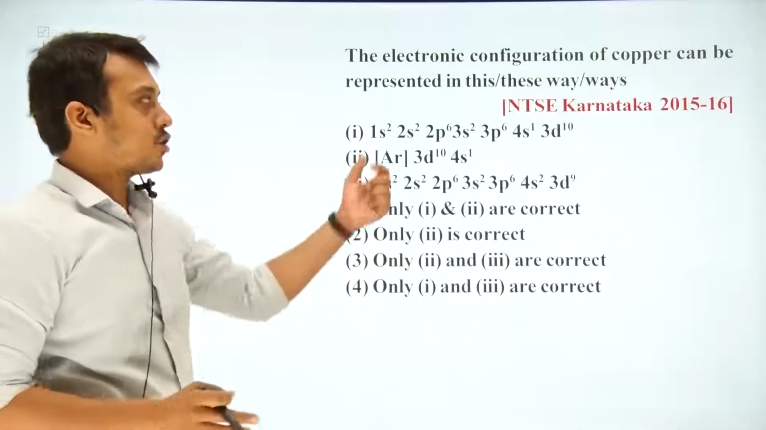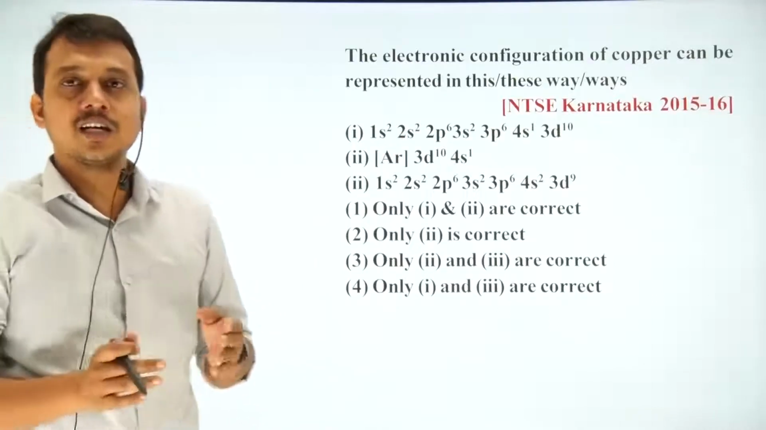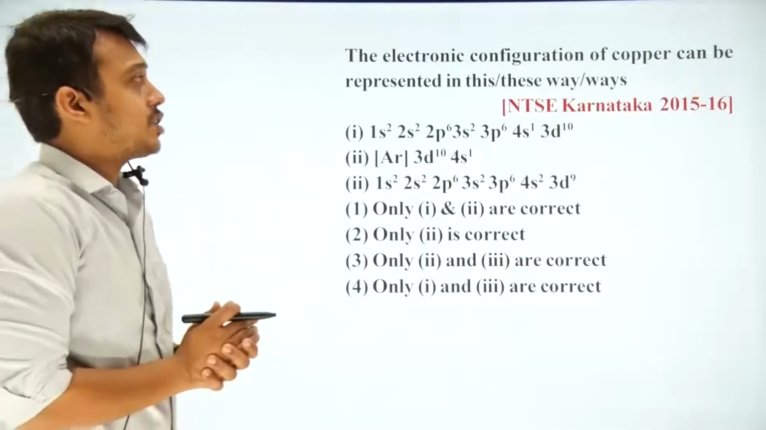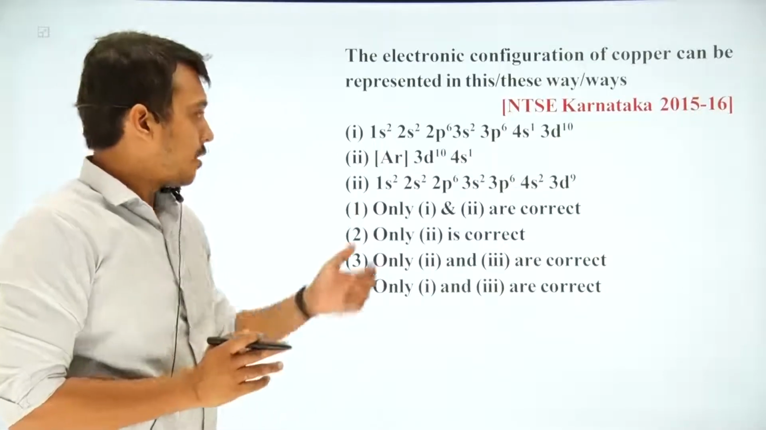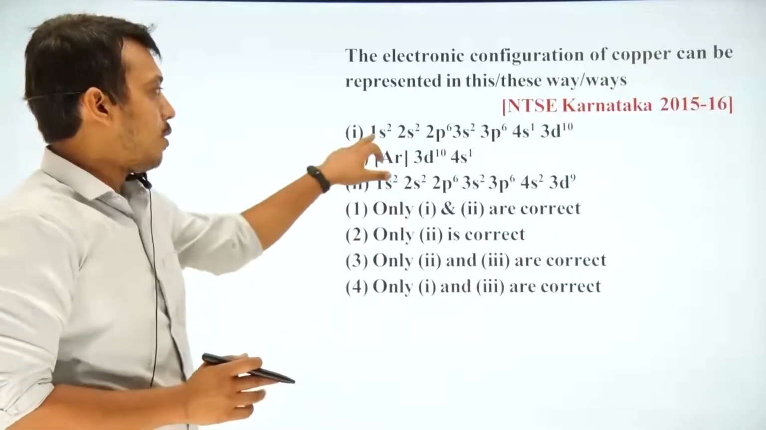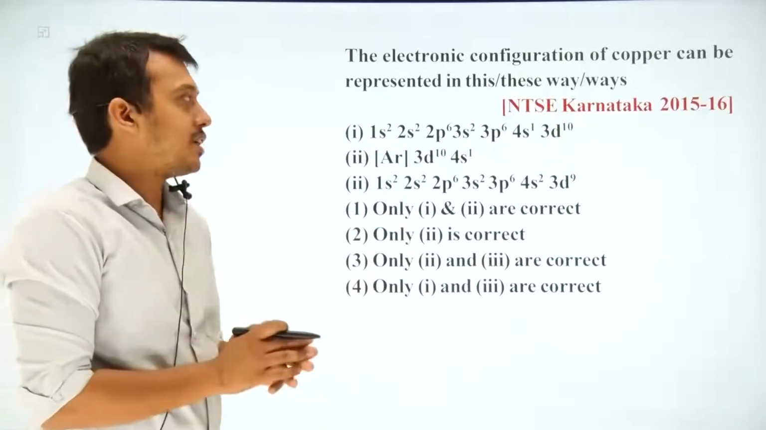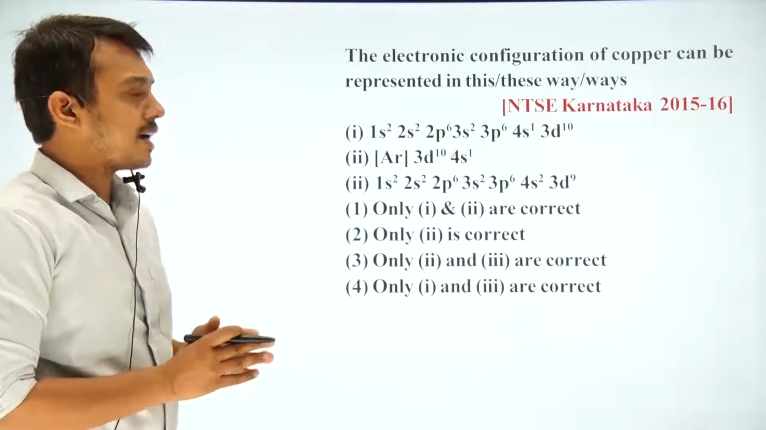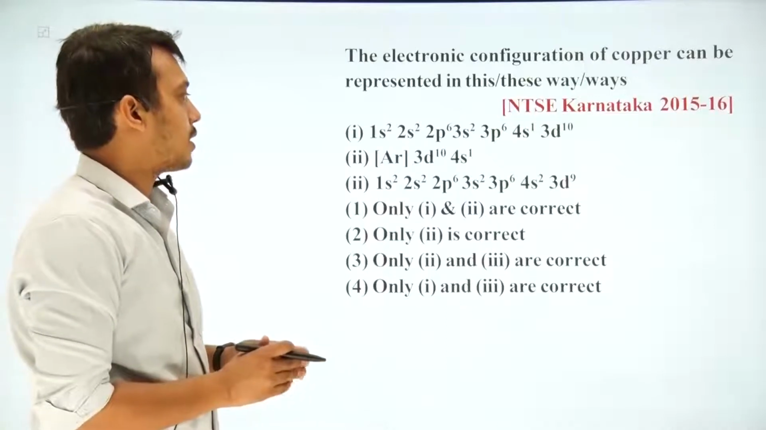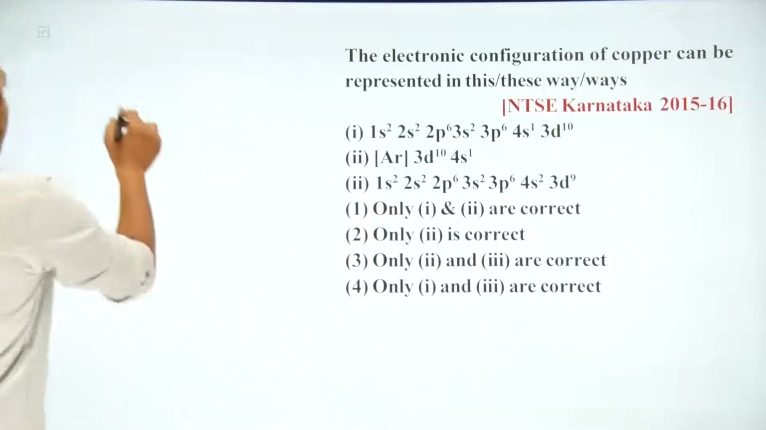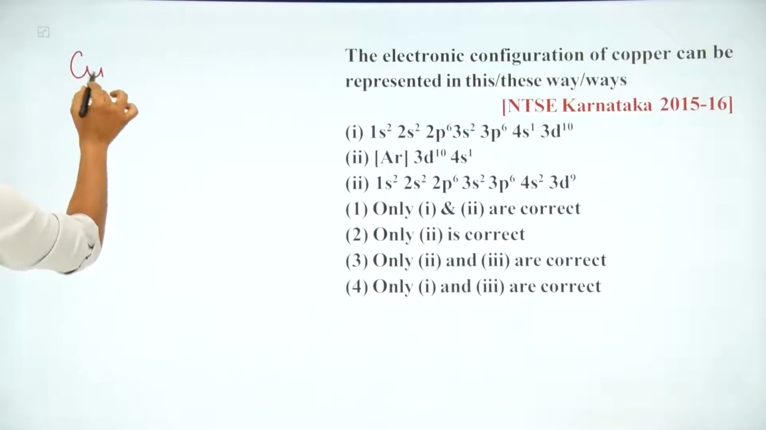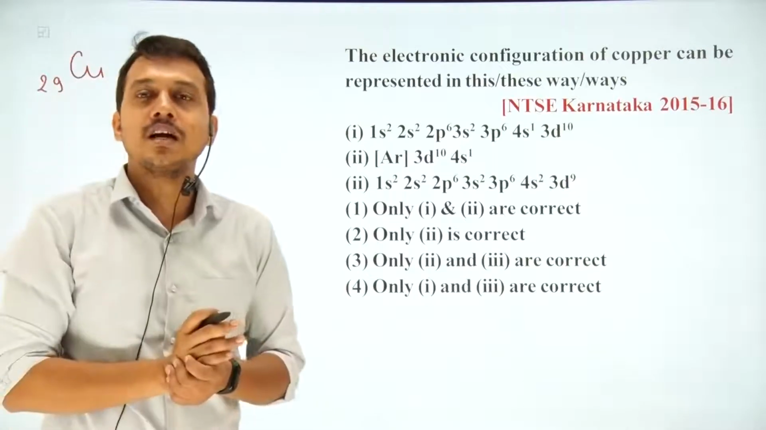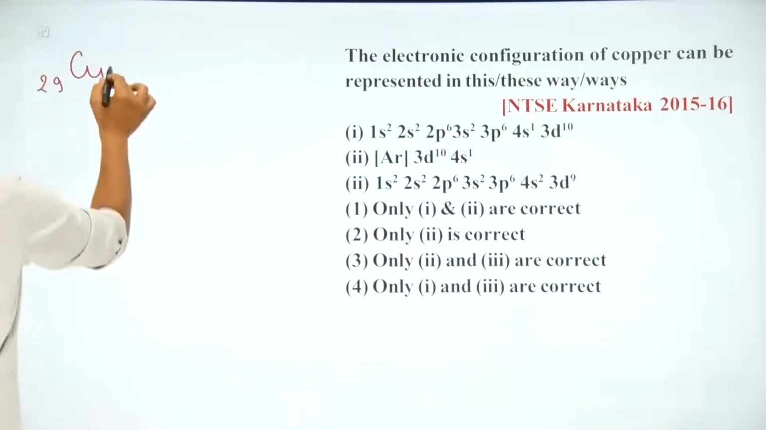So students, this question is from NTSE Karnataka 2015 and 16 year. The electronic configuration of copper can be represented. We have basically three different configurations, and we have to assign the correct electronic configuration for copper. So copper has atomic number 29. What is the configuration of copper according to the atomic number?